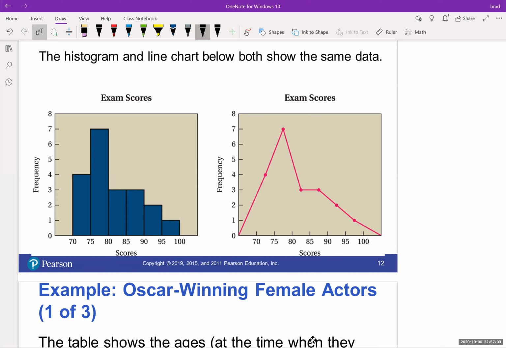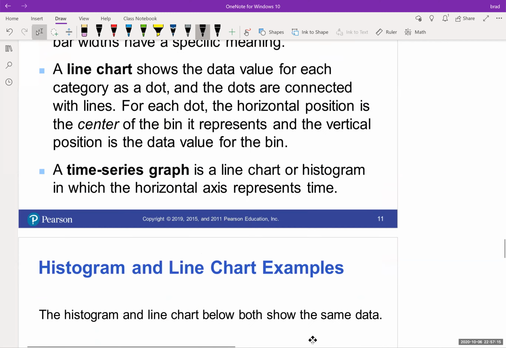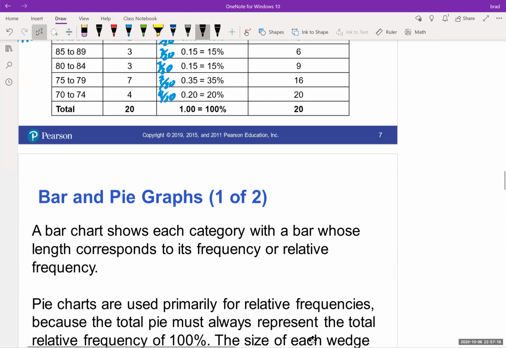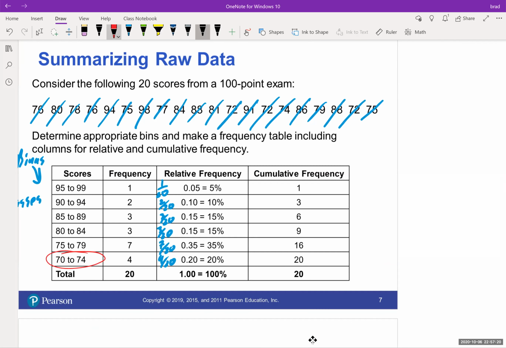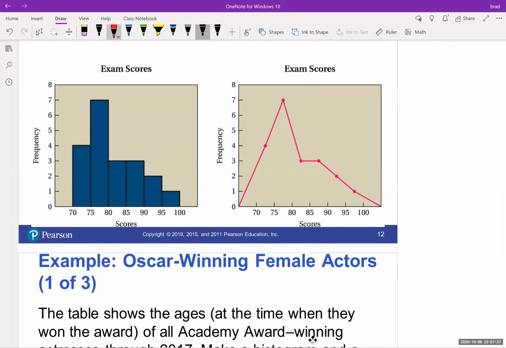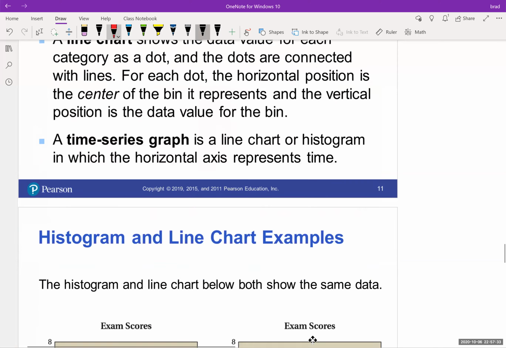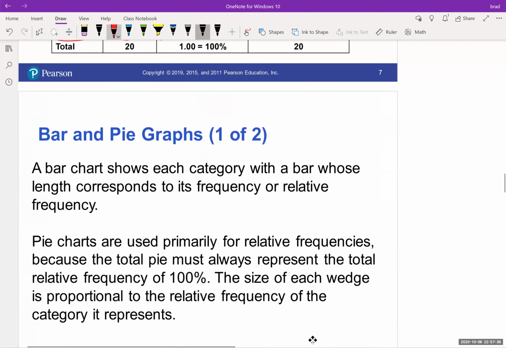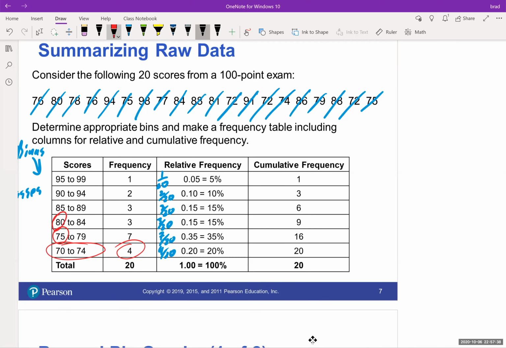So if we look at this histogram, what they did was they split up the test scores. So let's go way back up to this example. Remember how they said 70 to 74 and they had a frequency of 4? See how they go from 70 to 75? Well, they say 70 to 75 because the next category starts at 75, right? The next one starts at 75, then the next one starts at 80, then 85, 90, and 95.